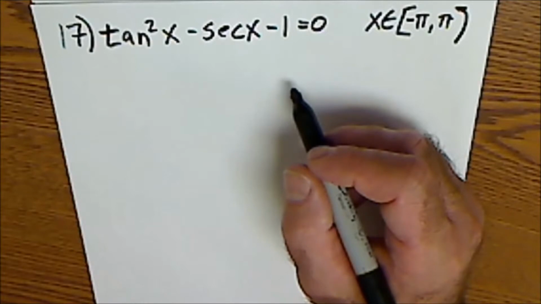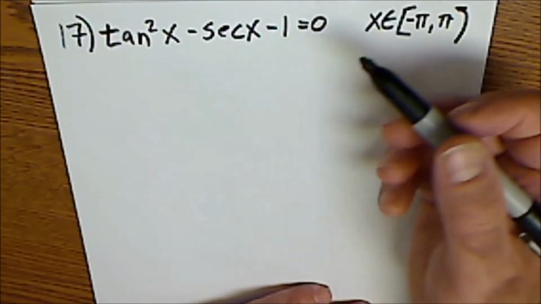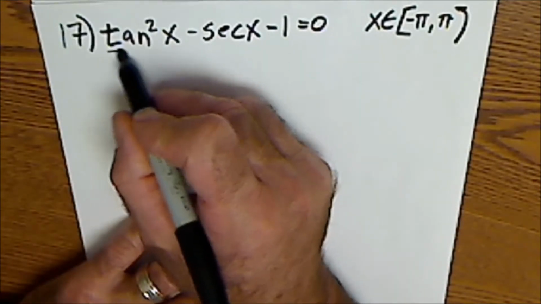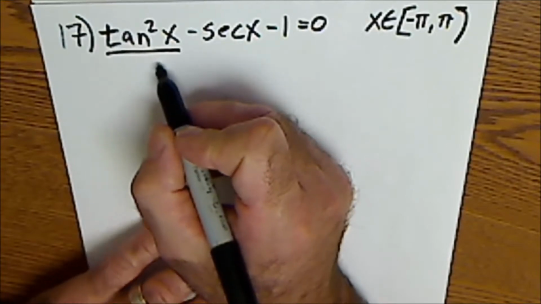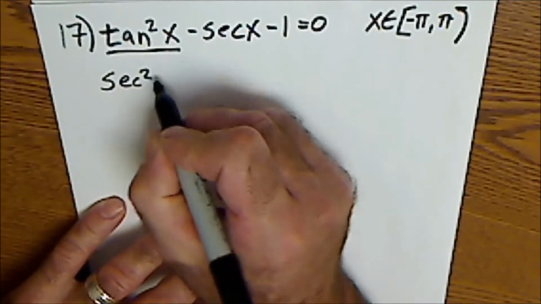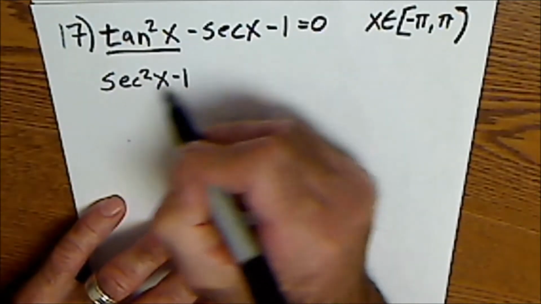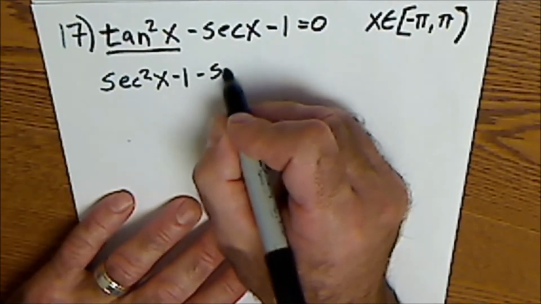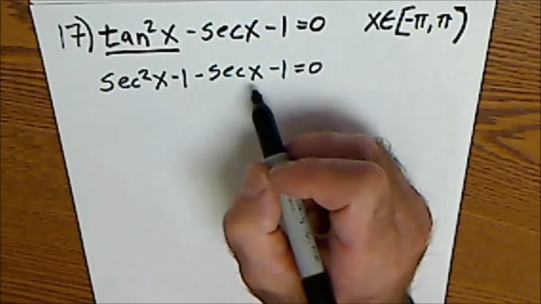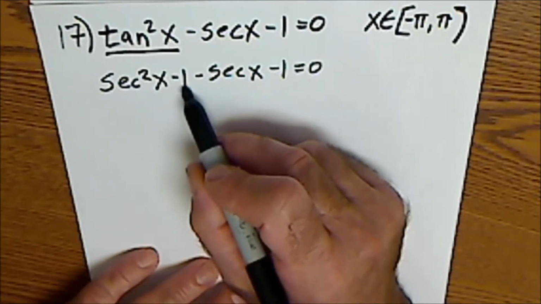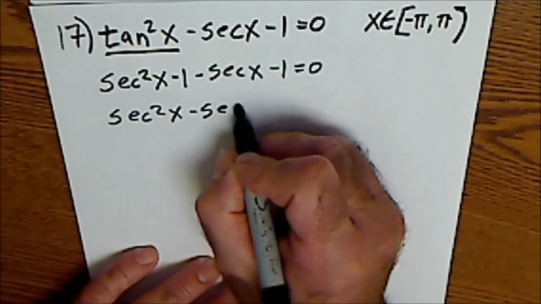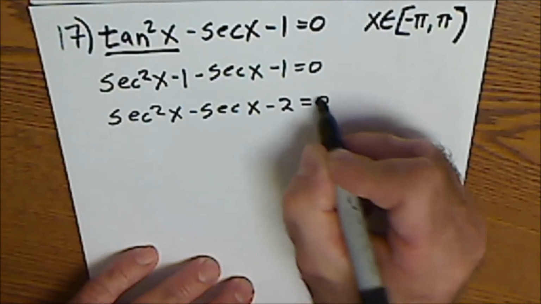A lot going on here. It's similar to the last one, but I have multiple arguments. If I have an equation with an x and a y, I need a second equation. And where I'm going to get that second equation is a trig identity. So I'm going to replace tangent squared of x with the Pythagorean identity, secant squared of x minus 1. Then I have this secant of x. And now I have a single argument, all in terms of secant of x. I'm going to combine similar terms, that's this and this. So I have secant squared of x minus secant of x minus 2 equals 0.